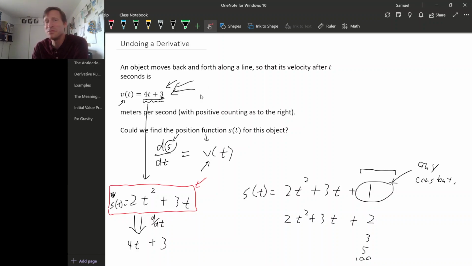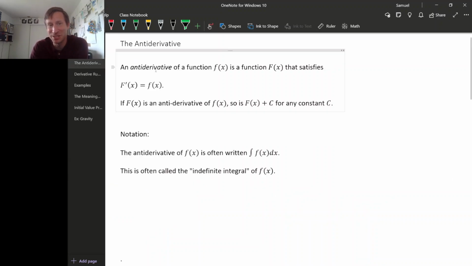So this problem of undoing a derivative is actually going to be a little tricky, because there's never just one answer. In fact, there's always infinitely many answers. So this process of undoing a derivative, first of all, let's give it its name. It's called an antiderivative, which makes sense. Anti is just the opposite.